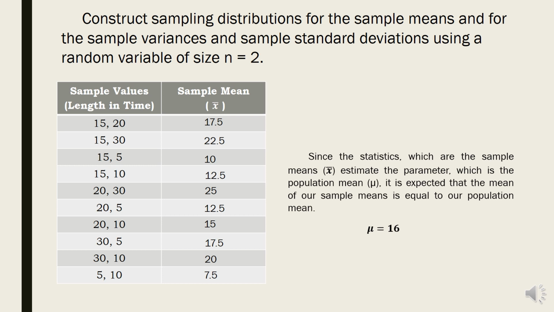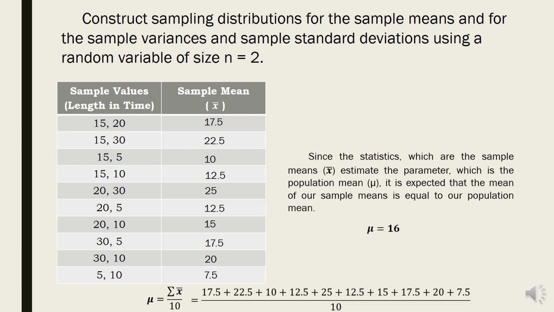Now, let us use the given statistics, the sample means. Let us find the summation of all these means and compare it to the mean of the population. So the mean is equal to the summation of all the sample means over 10, since there are 10 sample values. Just add all the sample means, then divide by 10. You have observed that the result is also 16. So it is true that the mean of our sample means is equal to our population mean.